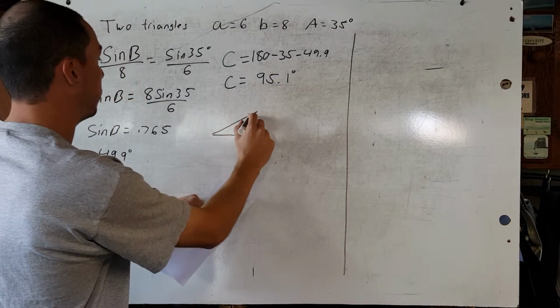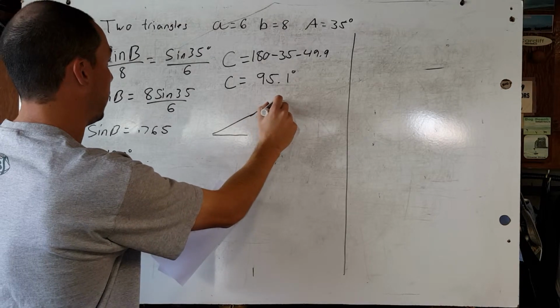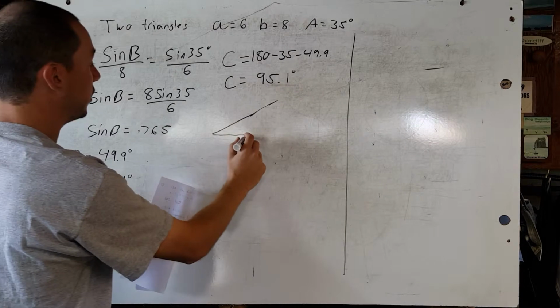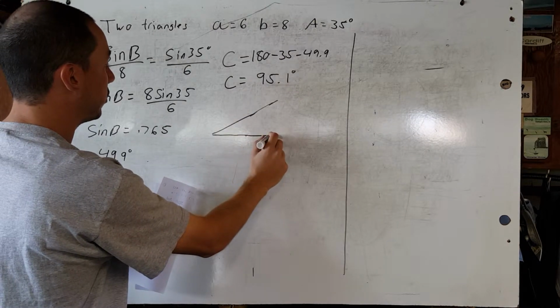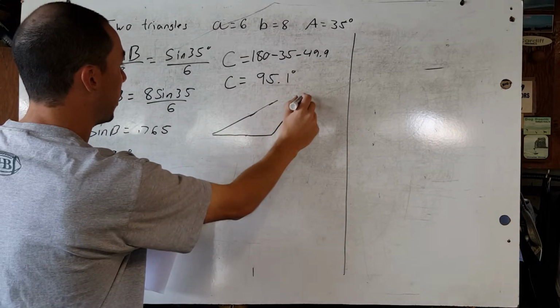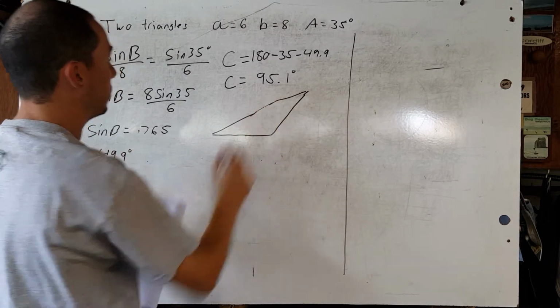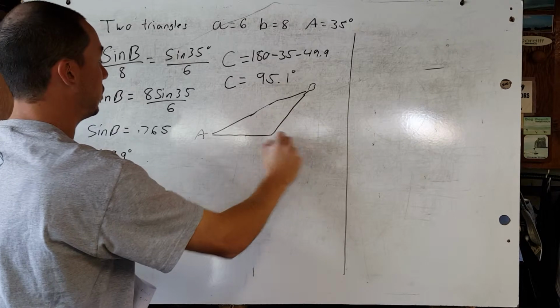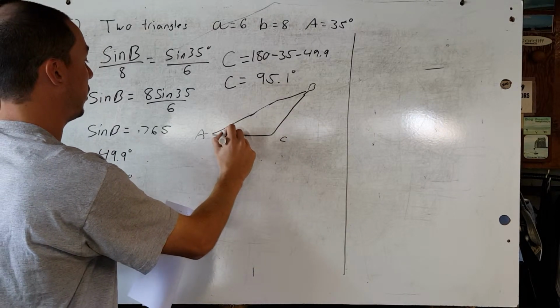Angle B, 49.9. I don't know. That's okay. Angle C, 95.1. So about here, and bigger than a right angle, so that looks about 95, and I'm satisfied with that. A, B, C, 35 degrees.